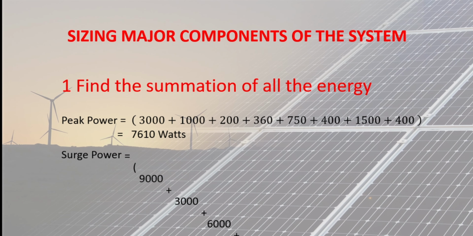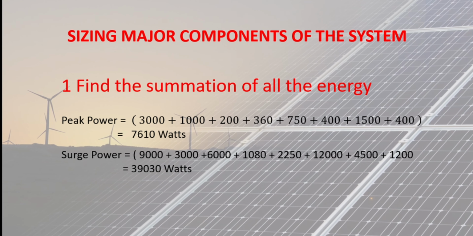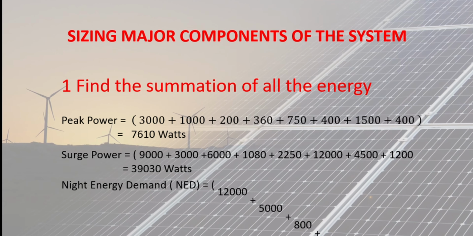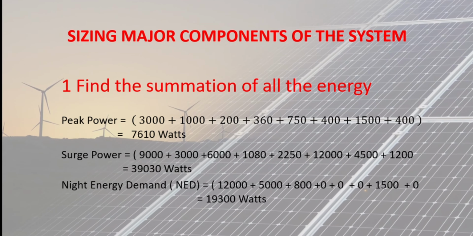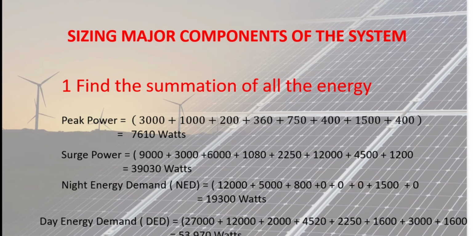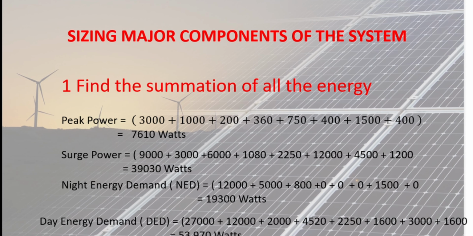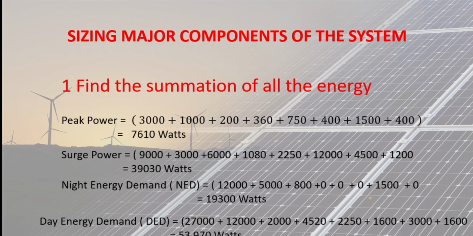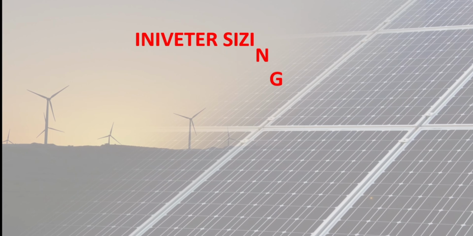Surge power total, we did it and we got 3,930. And for night energy demand, we do the maths and we got 19,300. The day energy demand, we did the maths and got 53,950. And now we can begin our sizing of our components. So we are starting by determining the size of the inverter. The inverter size is so simple to calculate.